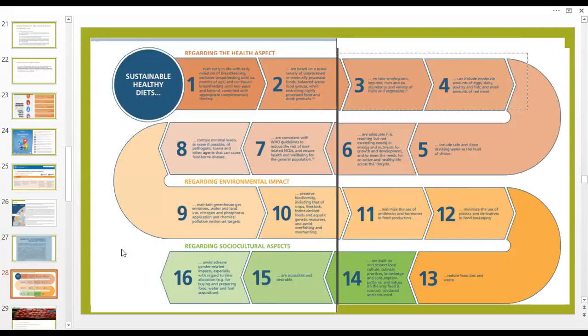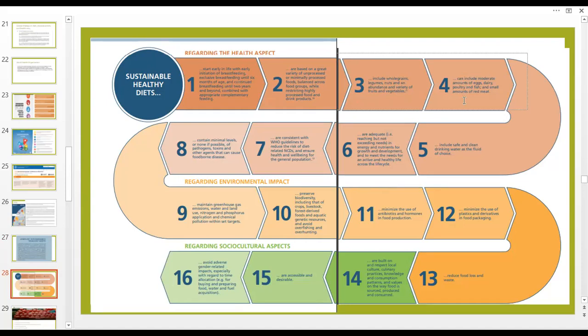Now, this is the sustainable healthy diet. They have recommended that we should start breastfeeding children until 2 years, and breastfeeding should be exclusive up to 6 months. They are based on variety. Unprocessed or minimally processed foods are preferred, balanced across all food groups. Processed foods are not recommended. It is recommended that unprocessed foods from all the food groups should be included, including whole grains, nuts, and an abundance and variety of fruits and vegetables.